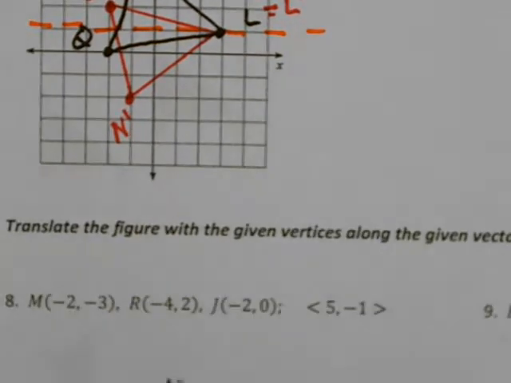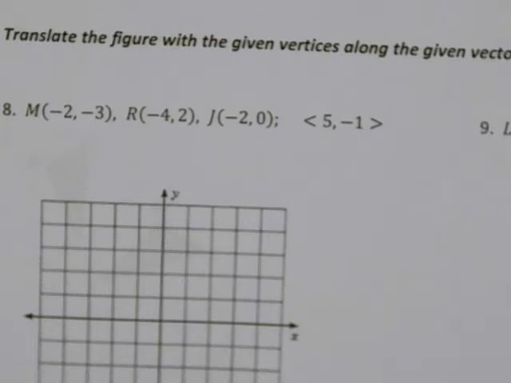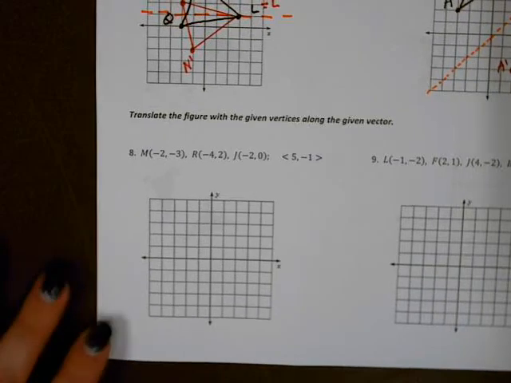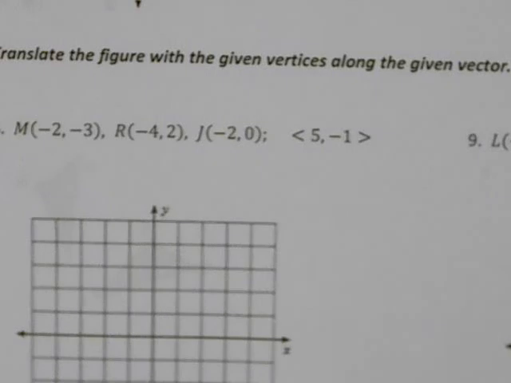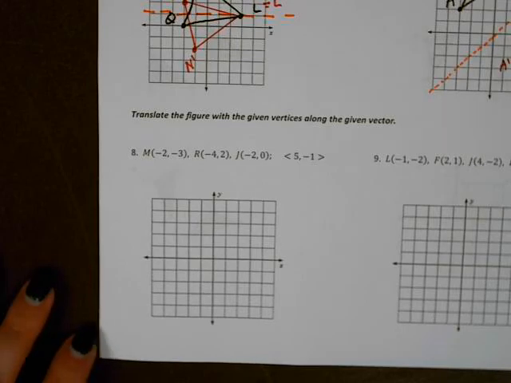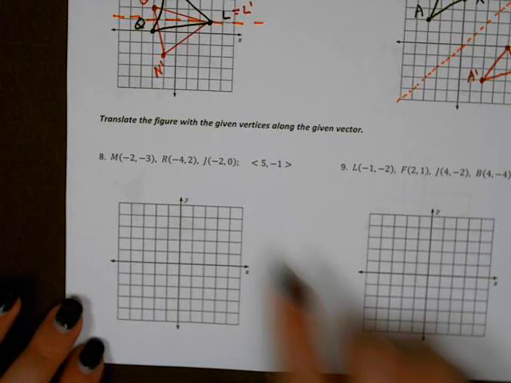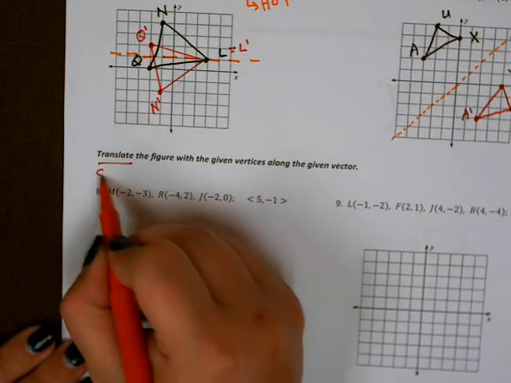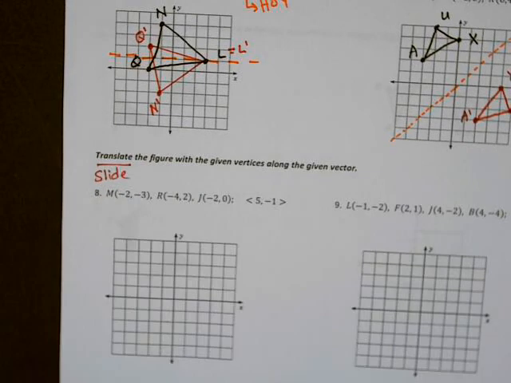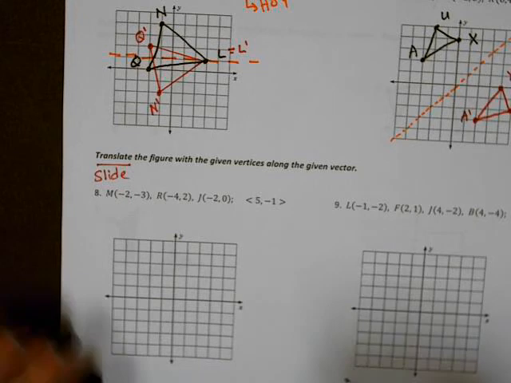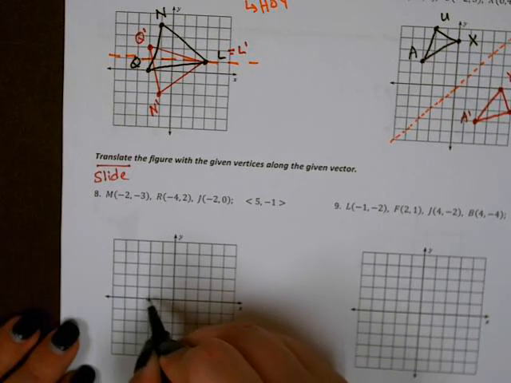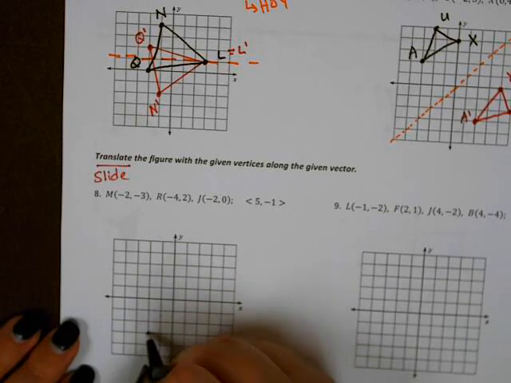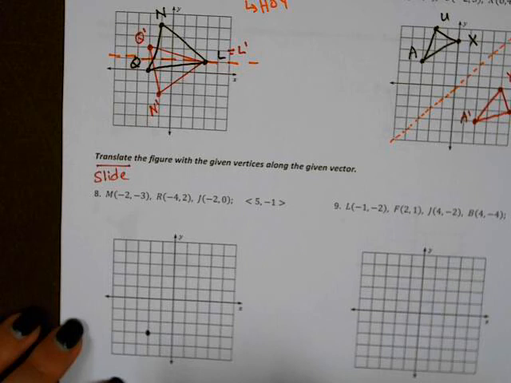All right, moving right along. So those were reflections. Now, let me zoom back out a little bit. So now we are going to do translations. So we have to remember, translations mean that we are sliding our figure. So again, let's draw our original figure. M is the point negative 2, negative 3. 1, 2, 3. So here's a point M.